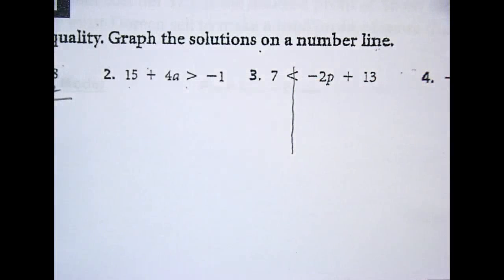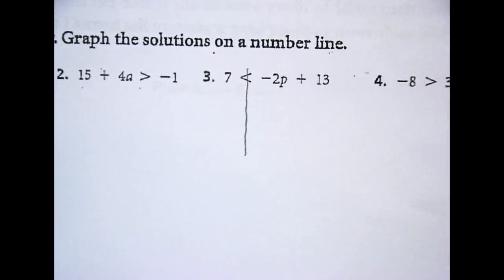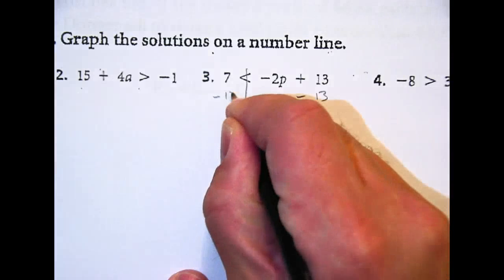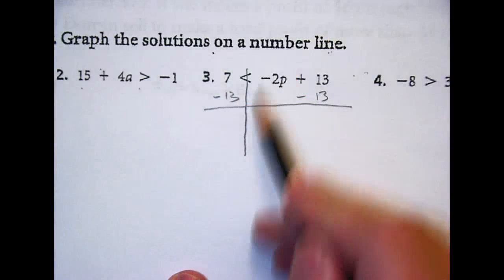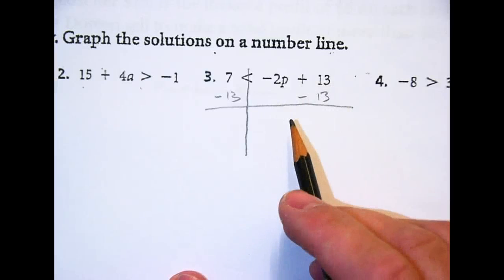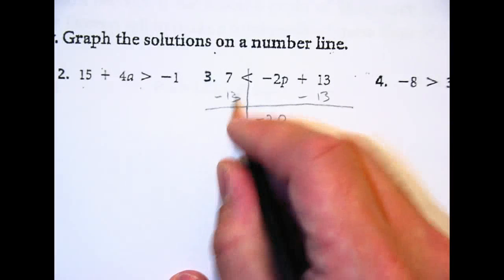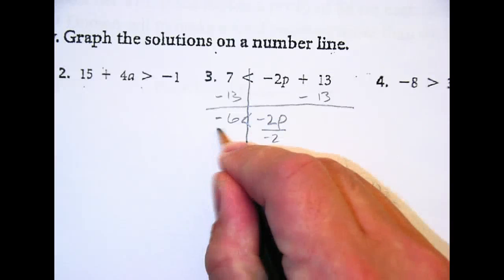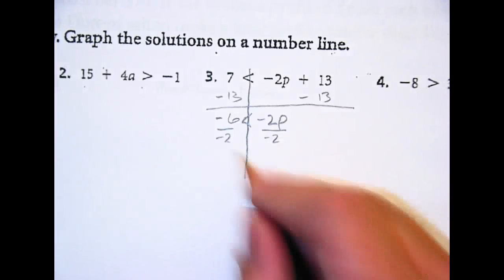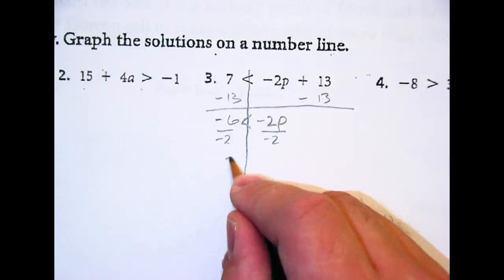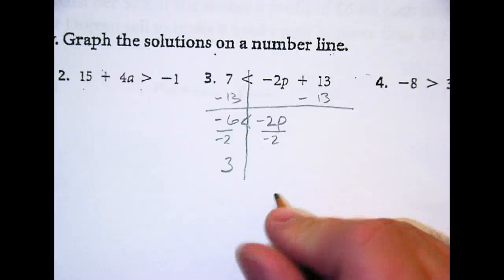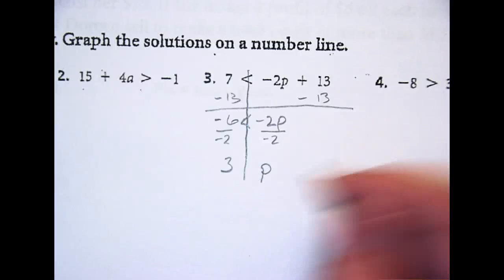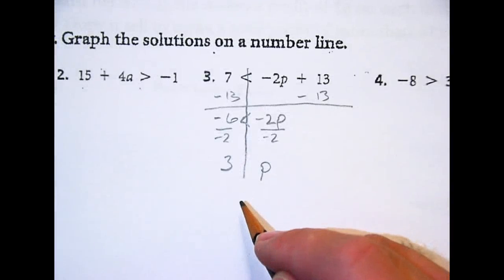All right. Marie, what's the first step? Subtract 13. Good job. Okay. All right. What's that leave me with on this side here? Negative 2p. Good. Okay. And on this side? Negative 6. All right. Divide by negative 2. Okay. All right. So, on this side, Patrick, what am I left with? 3. And on this side, Parker, what am I left with? P. Okay. And Jennifer, what symbol do I have here? Yeah, it's a greater than symbol.